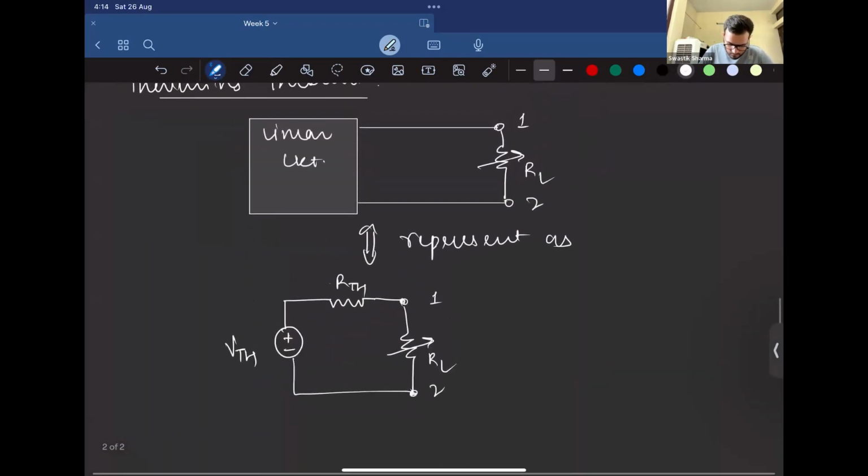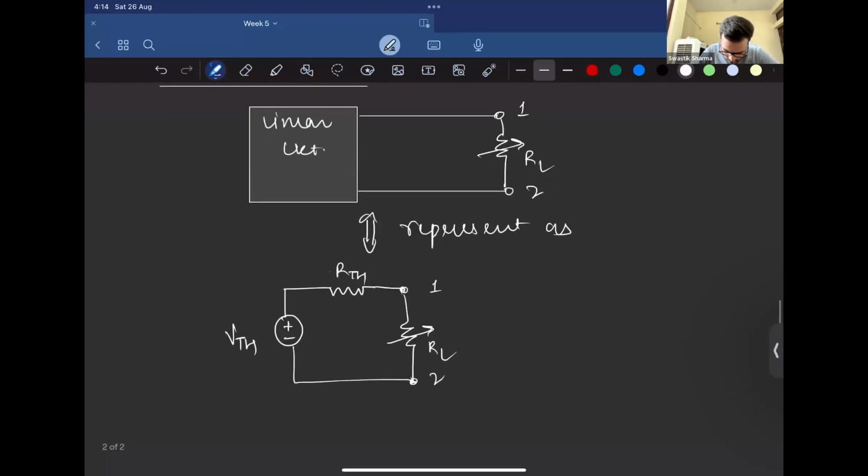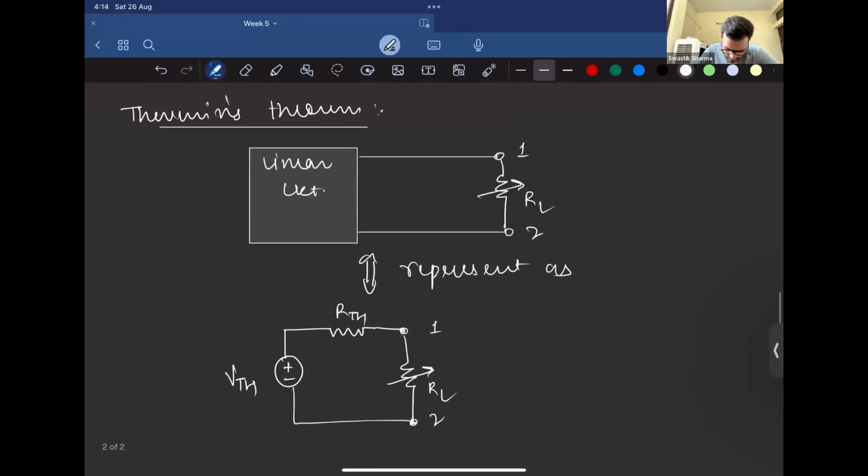Now, it's an essential tool because if this linear part of the circuit is quite huge, we want to reduce it to a simpler equivalent circuit to make the analysis a bit easy for us. Okay, this is Thevenin's theorem.